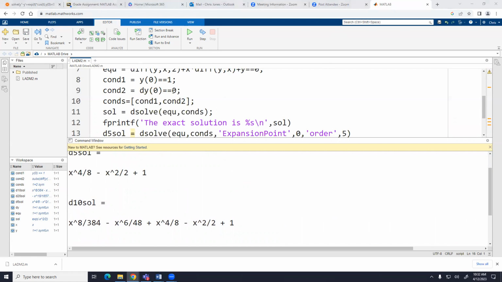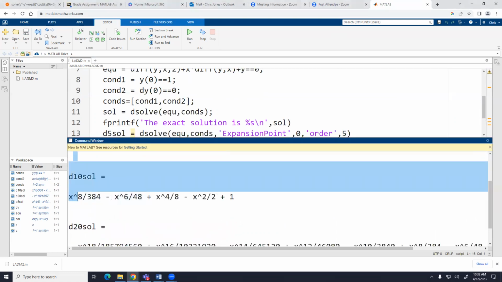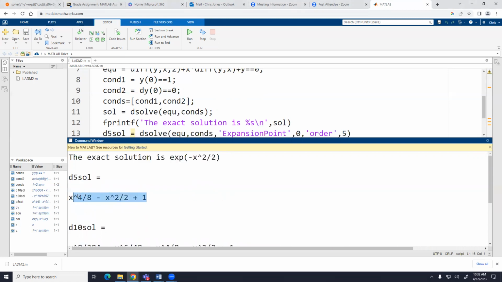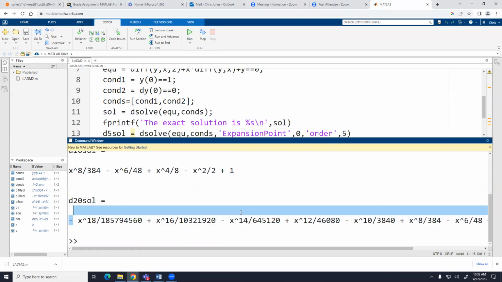I hope I was sharing the screen the whole time. I'm pretty sure I was. So here's the 5th degree. This is our 5th degree solution. This is our 10th degree solution. And then here is our 20th degree solution. Pretty cool, guys. Usually when I ask you guys to do it, I think I only ask you to write out like 3 or 4 terms, right?